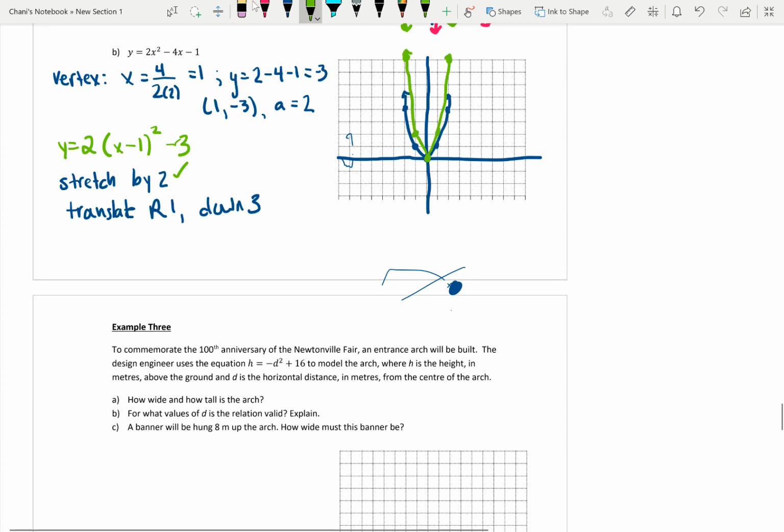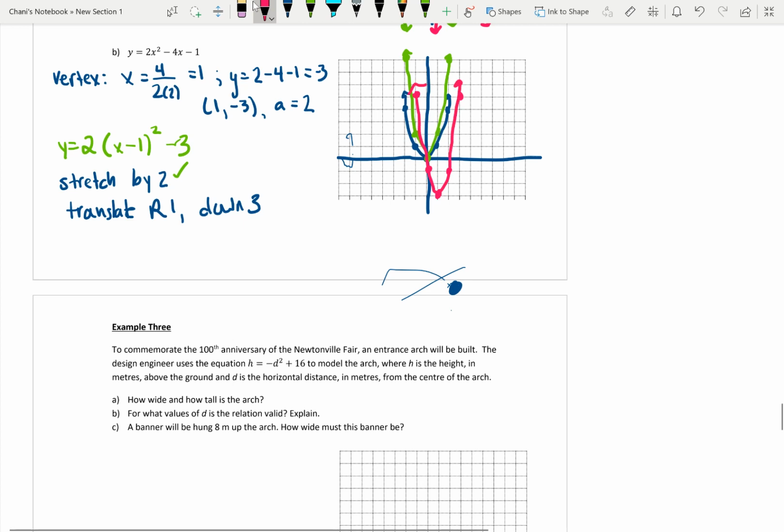Okay, and now I can do both of my translations in one step. So I go right 1, down 3. So I just like starting with the vertex, going right 1 and down 3. Taking this, going right 1 and down 3. Right 1, down 3. Also check it, my y-intercept is -1, which matches standard form. Right 1 and down 3. So there you go. The pink one is my final parabola.